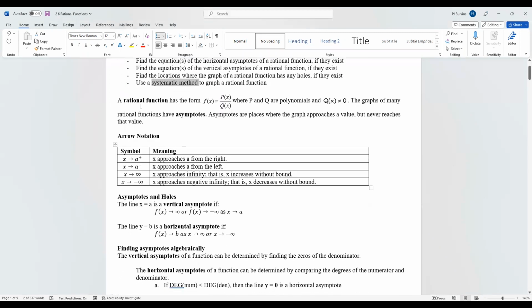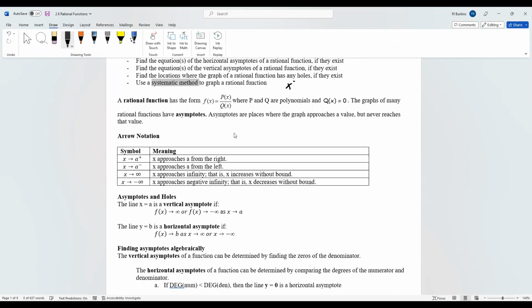So first off, what is a rational function? Well, a rational function is a function that is of the form p of x divided by q of x, where p and q are polynomials. So something as simple as, say, x squared plus 10 divided by x cubed minus x, for instance. That is a rational function. Of course, q of x cannot be 0, because if it was, then we'd be dividing by 0, and we all know that's not okay.